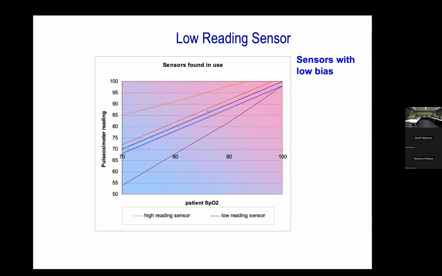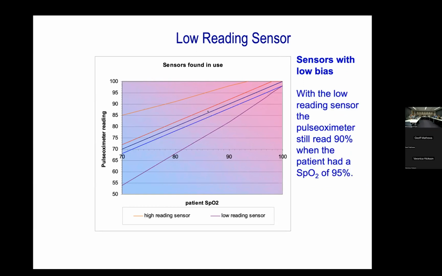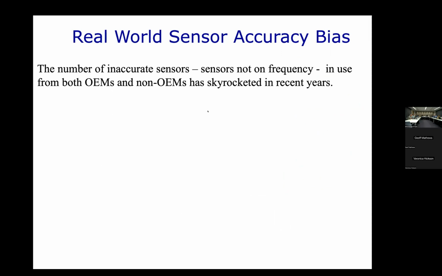So here we have a sensor with a low bias. This is coming out on my screen. You can see what's there. Click. So can we click again? So with a low reading sensor, the pulse oximeter can read 90 when the patient is at 95. The other thing to note on those graphs is that with a high reading sensor, the trend is minimized, and with a low reading sensor that has a low bias, the trend is exaggerated as people's oxygen is going up or down.